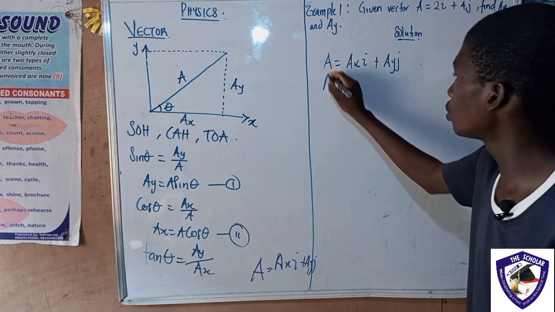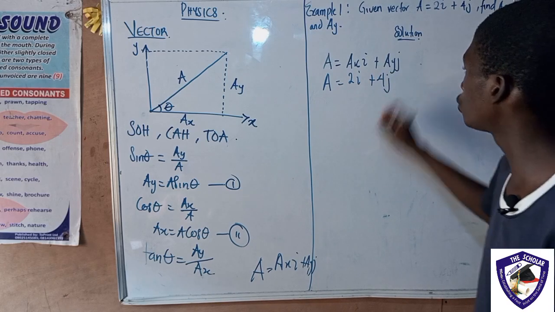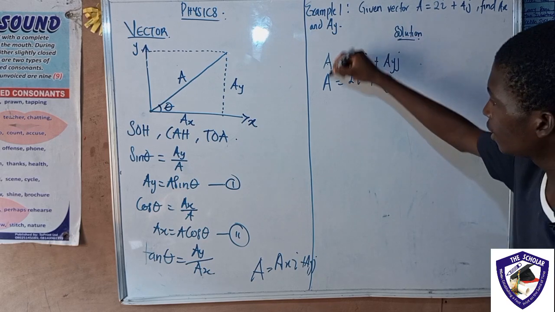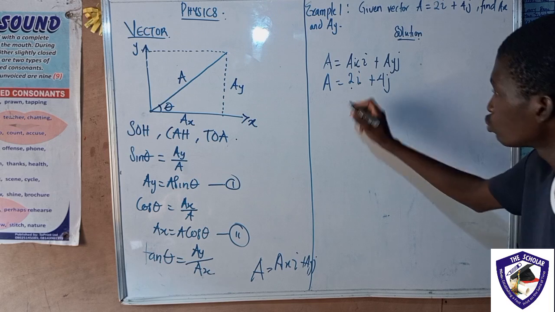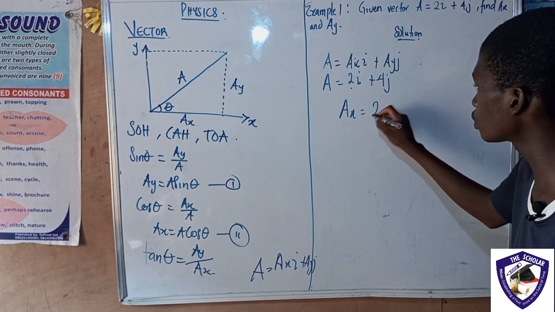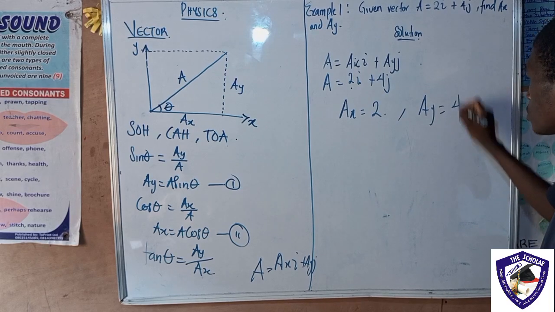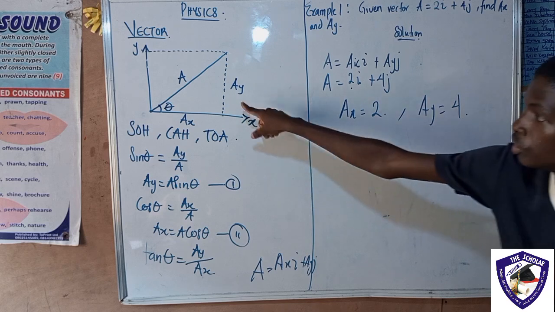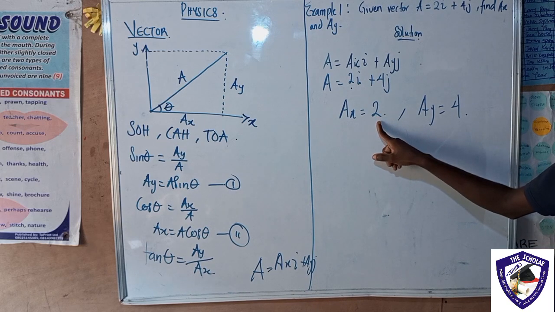And I have my question, A equal to 2i plus 4j. What do I need to do? I compare. I here means AX is equal to 2, and AY is equal to 4. So this is how to locate them. The vertical component AY is 4, and the horizontal component AX is 2.